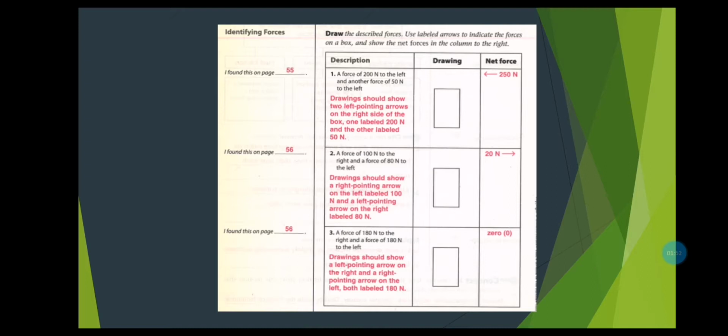So in this case, I have two equal forces with opposite directions or senses, so the answer, the net force, is going to be equal to 0. And the drawings should show an arrow going to the left, labeled 180 newtons, and another one to the right with the same label.